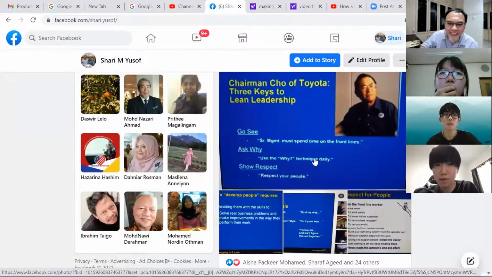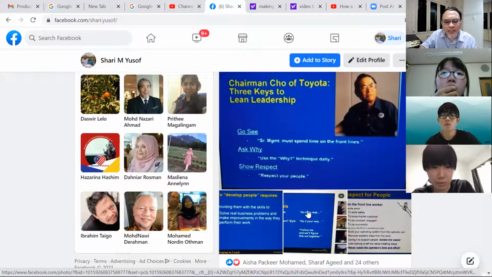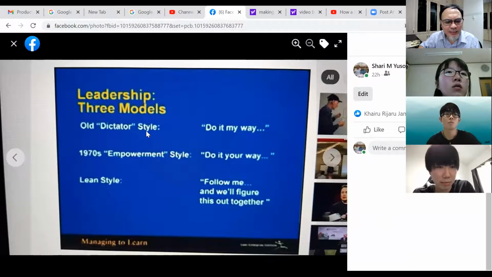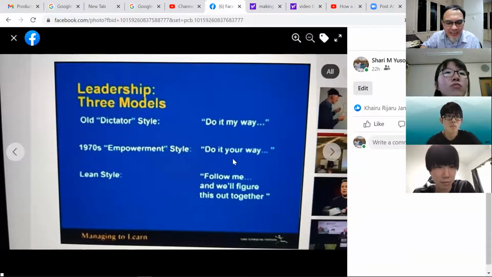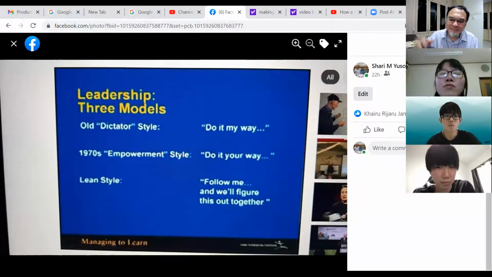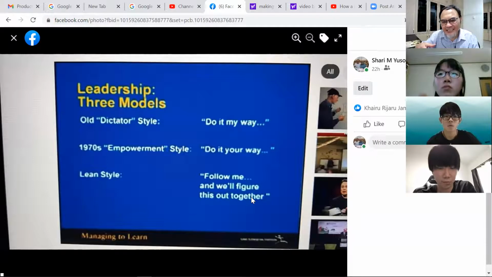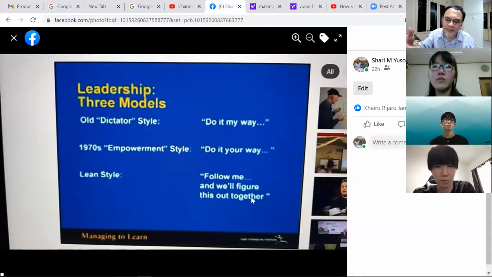Miro? Yes. Okay, so Chairman Cho of Toyota, three keys to lean leadership. Lean, the Toyota Production System, I will teach you later on. These are the leadership models. Dictator style: do it my way. This is the 1970s empowerment style: do it your way, so the manager doesn't care. Laissez-faire. But the best is this third way, lean style: follow me, and we will figure this out together. We will discuss and decide. These are the things that must be developed and thought about.